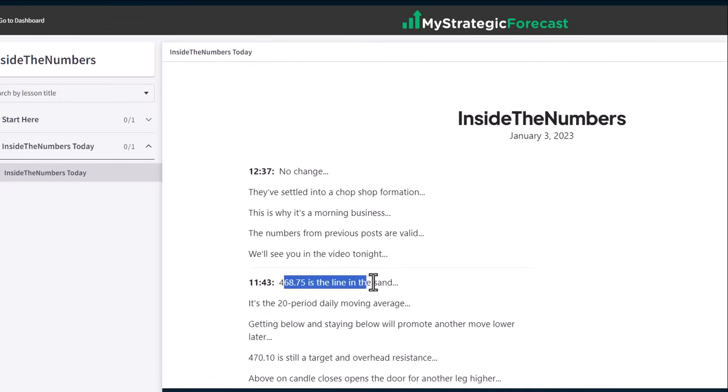What was 468.75 today? It was a line in the sand. It's the 20-period moving average on the daily chart. Well, guess what? We looked at that when we first started this video, and that did play into our intraday activity. It played into one of the important places. You see how it all comes together.